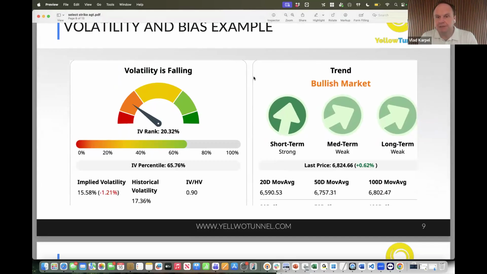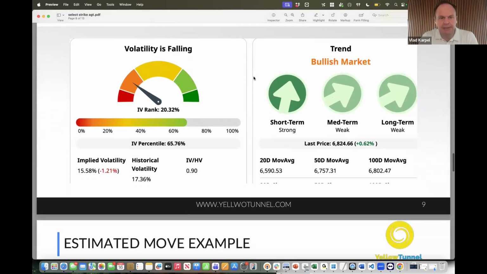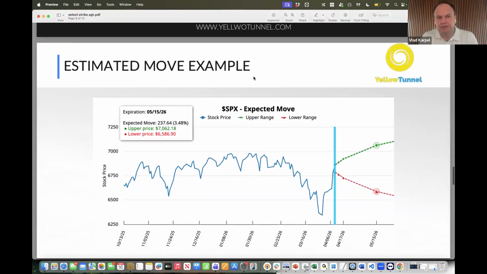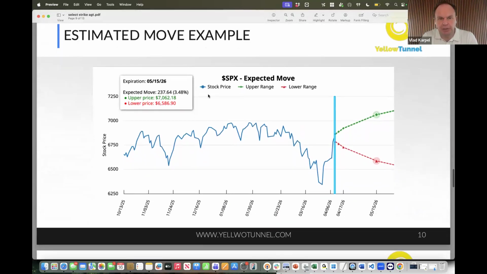Okay, in volatility analysis, trend analysis and technical analysis are important. Then estimated move example, right? I like this chart. Again, I took this maybe a week ago, a little less, when S&P was at 6,800, and then I looked at the expiration, right? So if you want to determine where the market is going by May 15th, right? By May 15th. And again, volatility decreased, but the market moved, so the range changed.